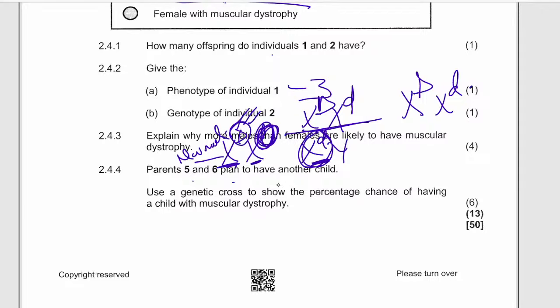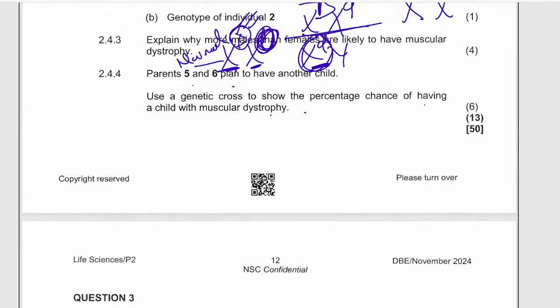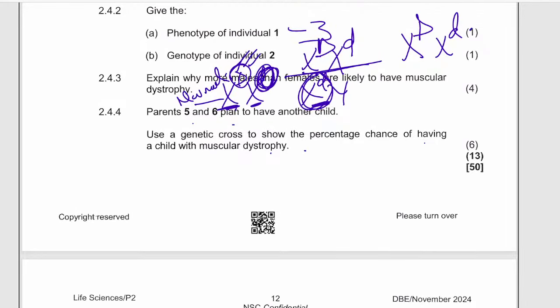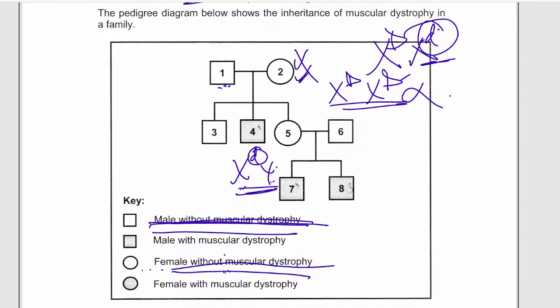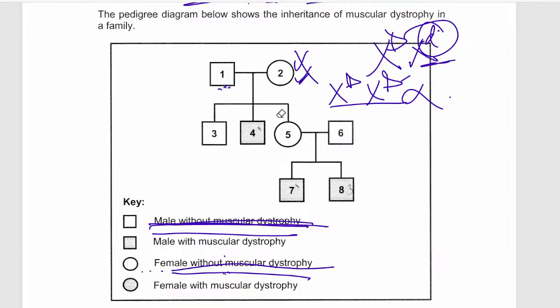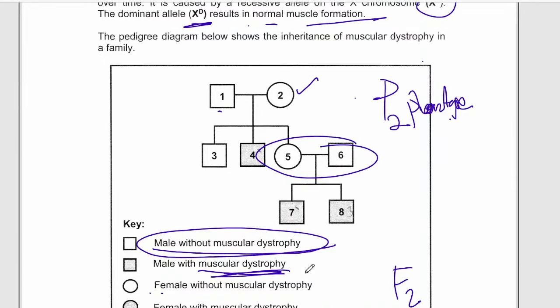Parents 5 and 6 plan to have another child. Use the genetic cross to show the percentage chance of having a child with this. You see, it's the same story again. Parents 4 and 5. What is parent? Another trick. I'm saying that. Just a moment.